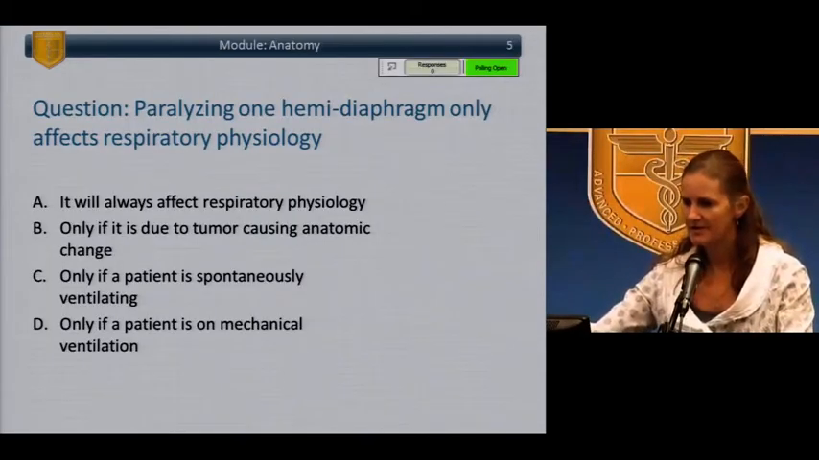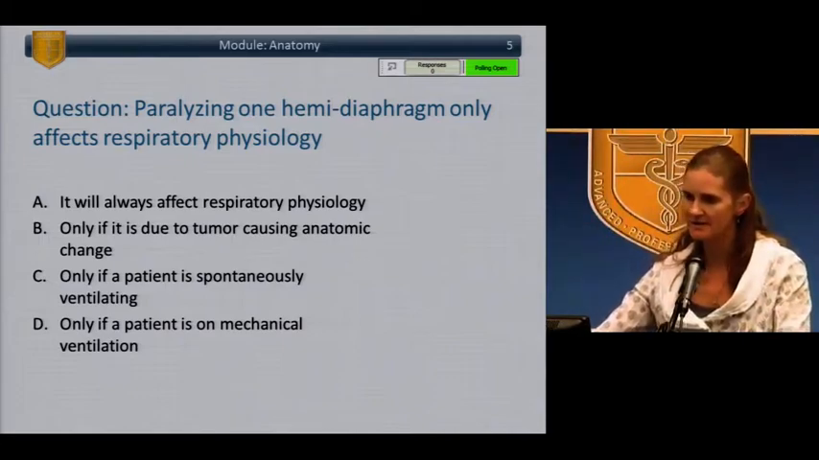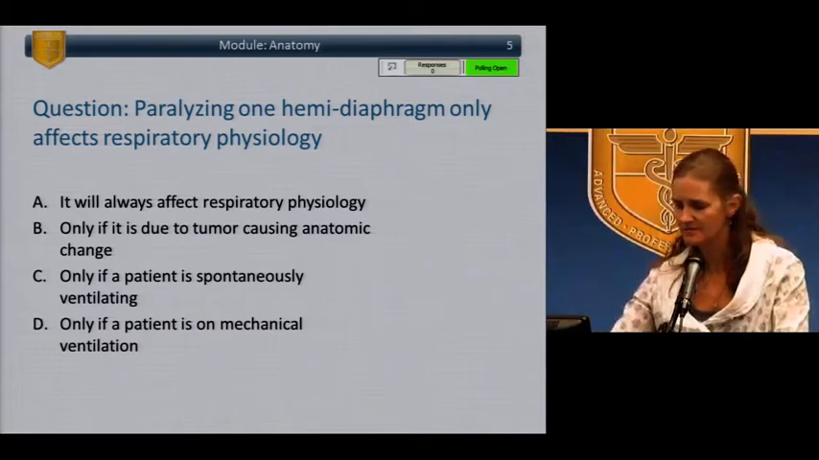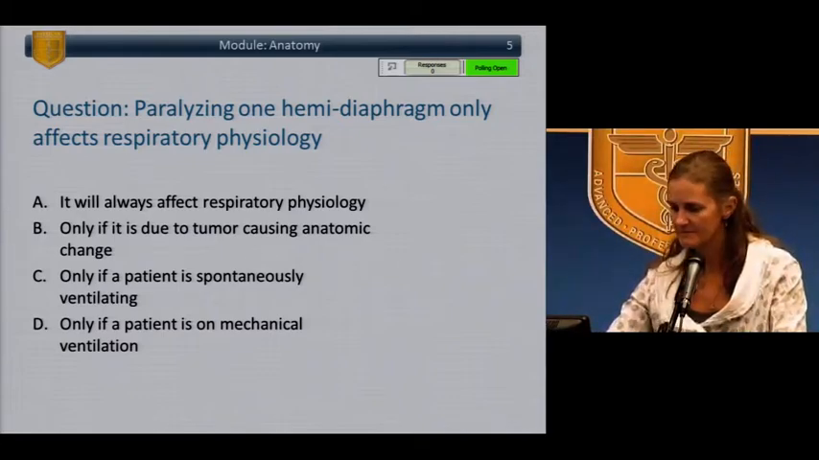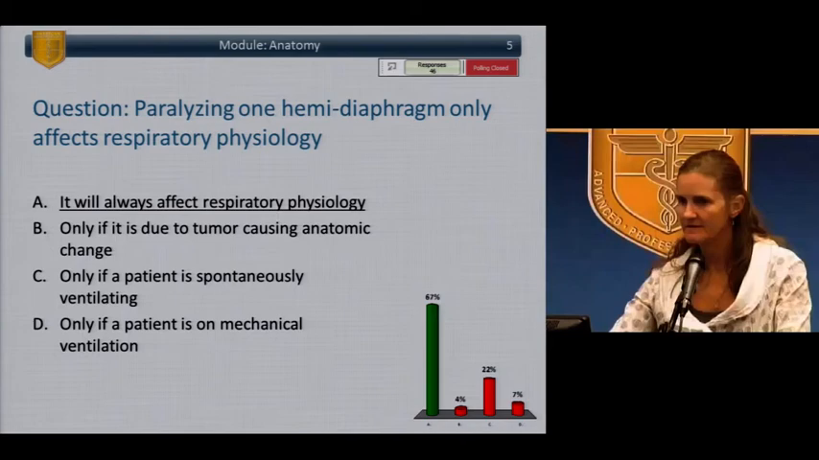Question. Paralyzing one hemidiaphragm only affects respiratory physiology. A, it will always affect respiratory physiology. B, only if it is due to tumor causing anatomic changes. C, only if a patient is spontaneously ventilating. Or D, only if a patient is on mechanical ventilation. Right, the answer is A, it will always affect respiratory physiology.